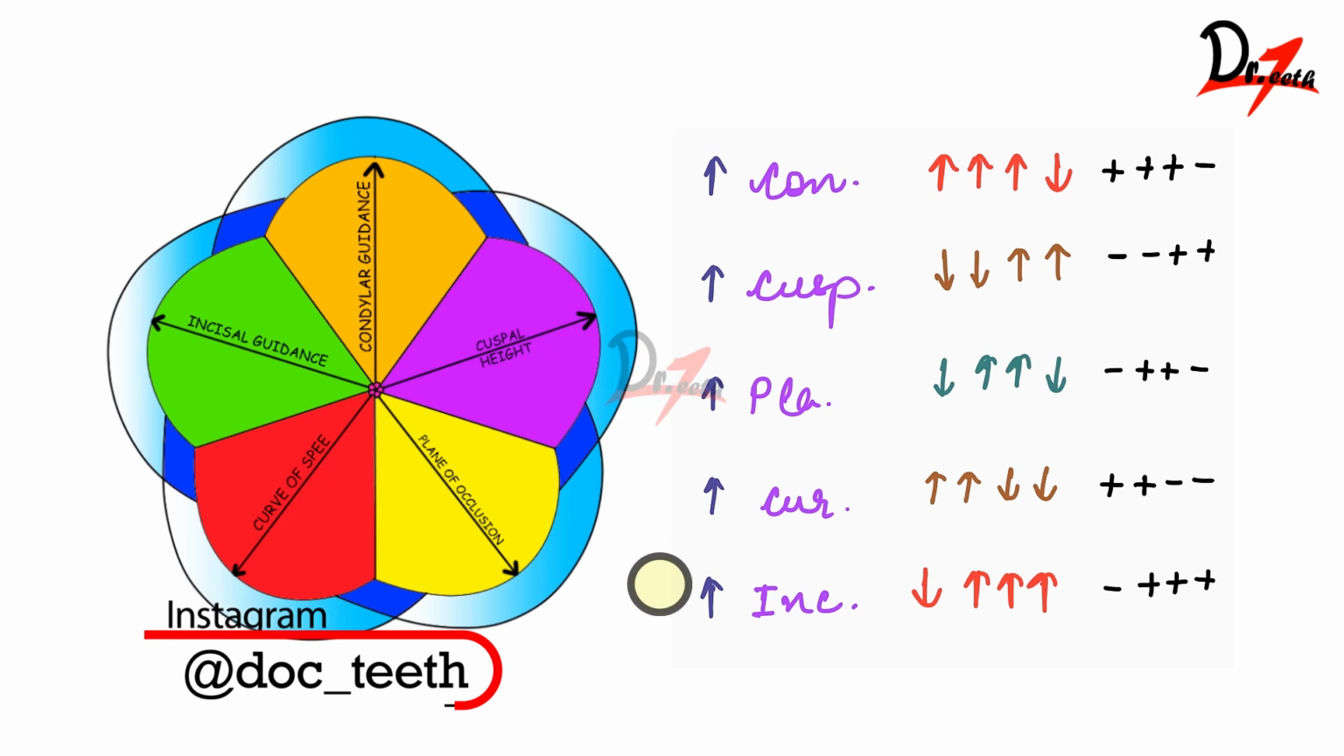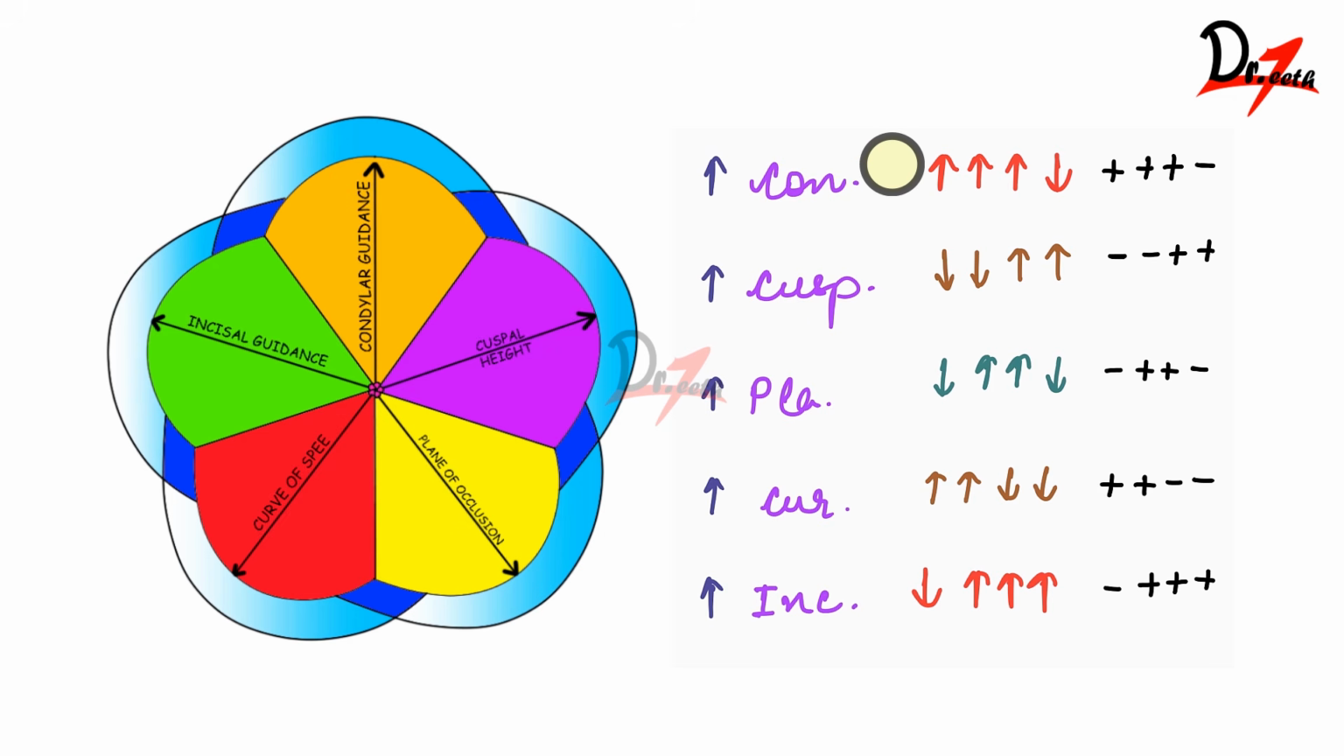Okay. Now for the condylar guidance, we have 3 up arrows and 1 down arrow, or you can say we have 3 positive and 1 negative. Up means increases, or you can say it is a positive sign, right? And down means decreases, means that factor is decreasing. So we have a negative sign. Then for the cuspal height, we have 2 down arrows and 2 up arrows, means double minus double plus. We'll see why we are doing this because we are following a sequence. We'll understand this in just a minute, don't worry.